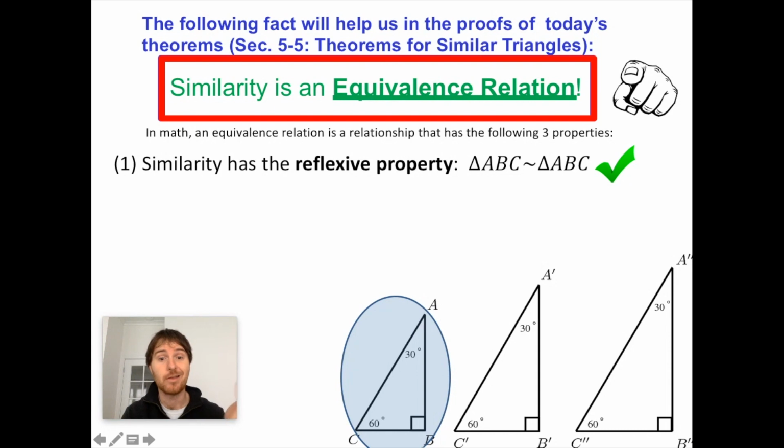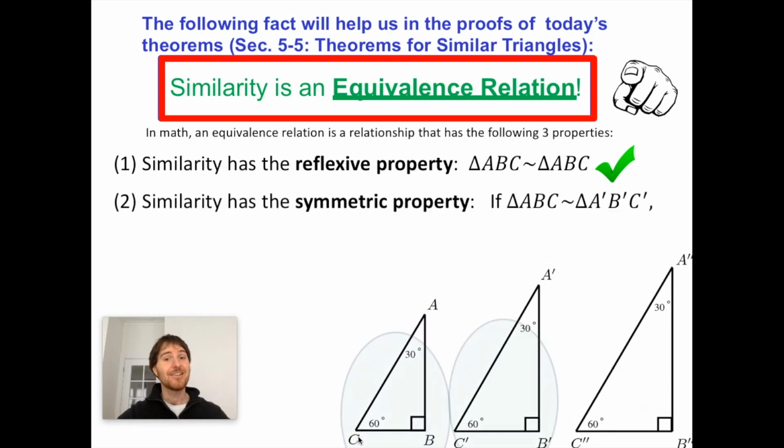If I want to prove that triangle ABC is similar to triangle ABC, well, the things are congruent to one another, so you get similarity for free. But I could say here, triangle ABC has a 30-degree angle and a 60-degree angle, and those are congruent to the 30-degree and 60-degree angles in triangle ABC here. So if you wanted to prove it, AA similarity is what would get you there. So similarity has the reflexive property.